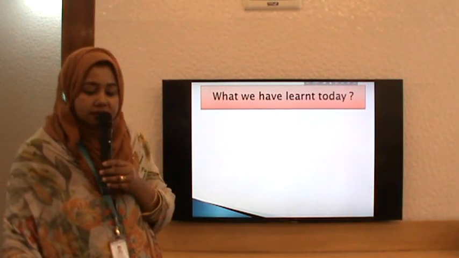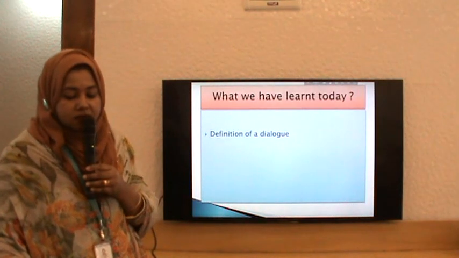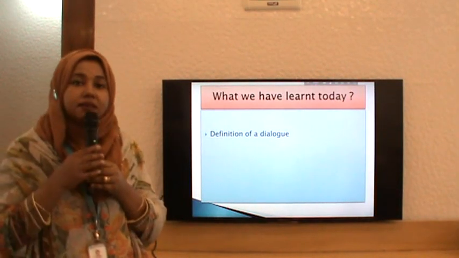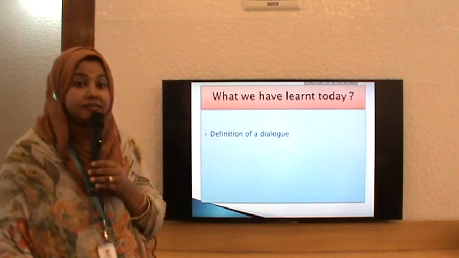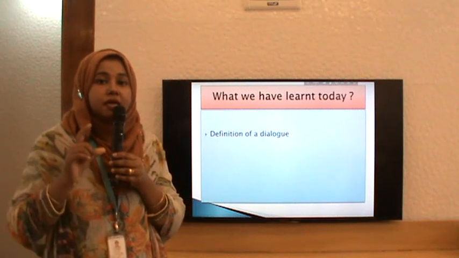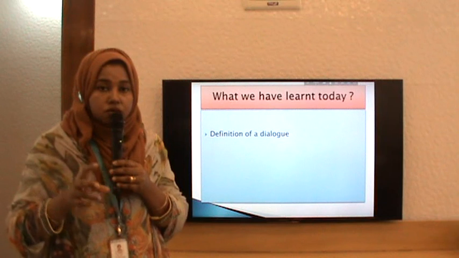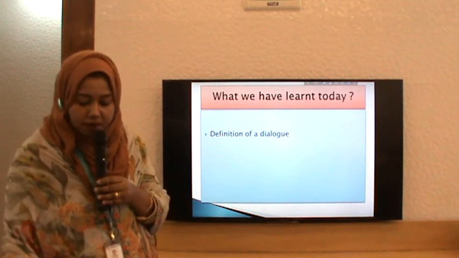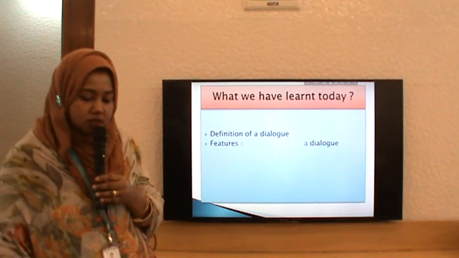So after this lesson, what have we learned today? Let us check back. Definition of a dialogue: we have learned that a dialogue is a conversation between two persons. It needs active participation. Remember, active participation. So if you make your one dialogue lengthy, it would not be an active one. So active participation is very important. Participation of at least two persons.